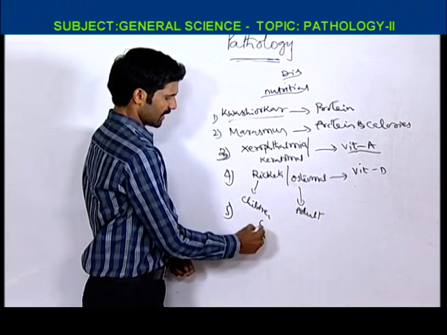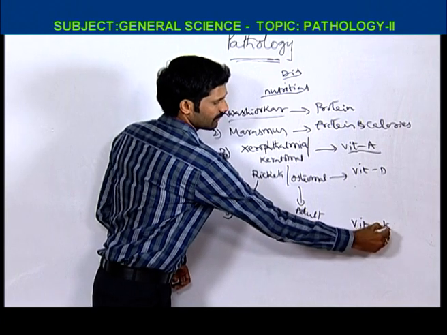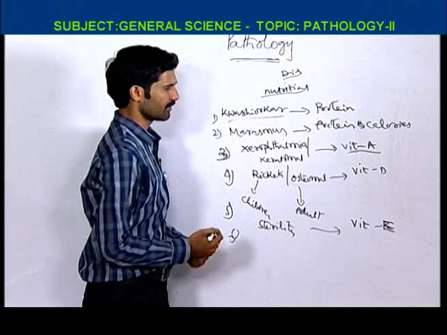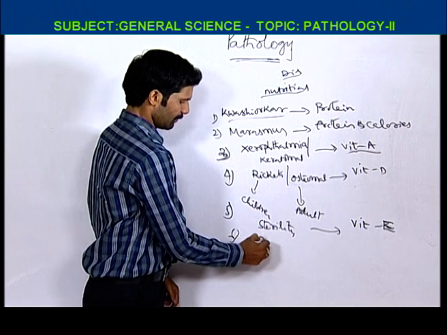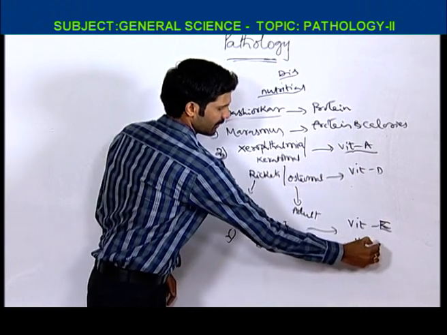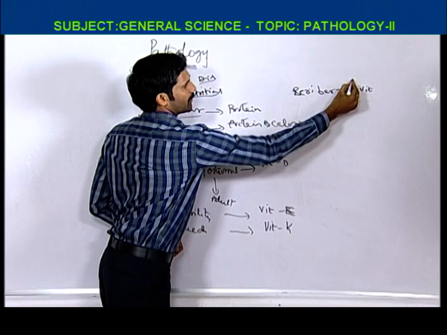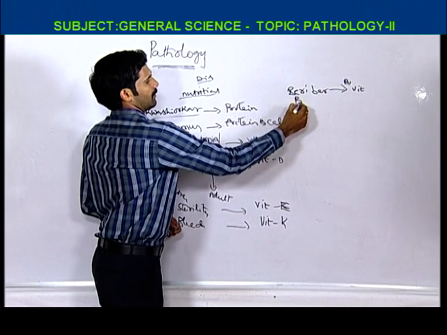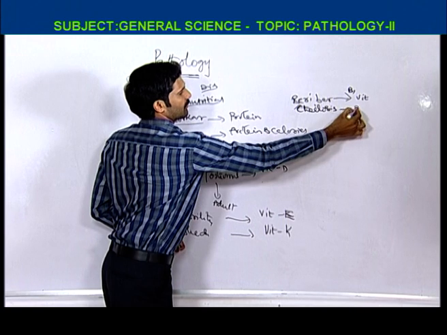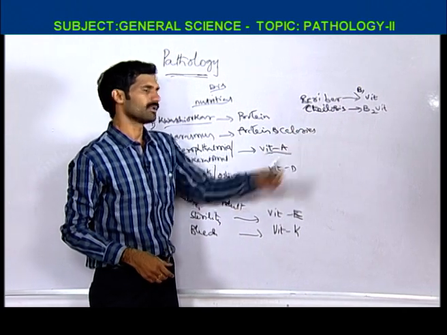Next, sterility is due to the deficiency of vitamin E. Vitamin E deficiency leads to sterility. Next important deficiency disease, bleeding disease, is due to the deficiency of vitamin K. Beriberi is due to the deficiency of vitamin B1. Next is riboflavin, that is vitamin B2. The deficiency of vitamin B2 leads to a disease called ariboflavinosis.